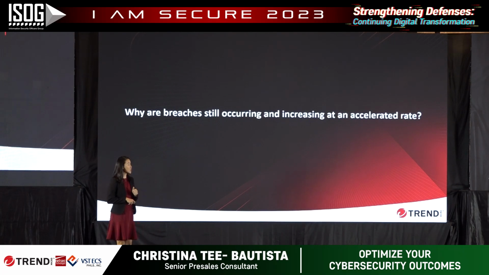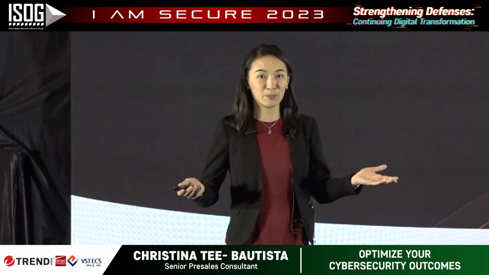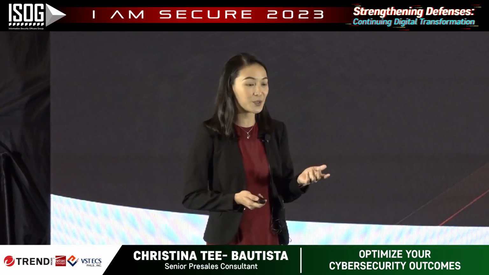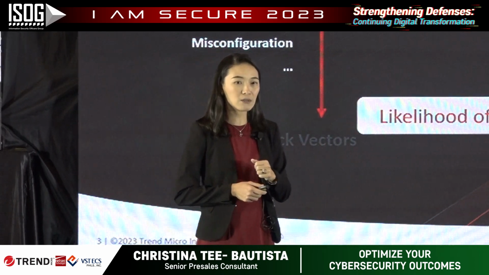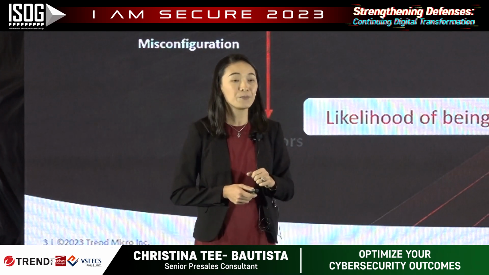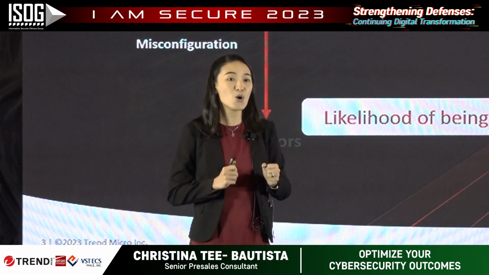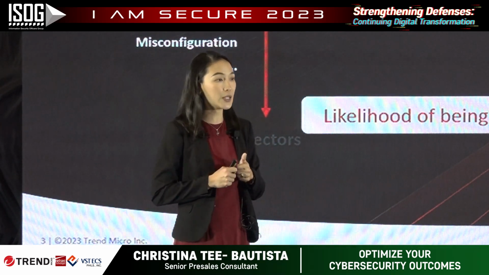So why are breaches still occurring and increasing at an accelerated rate? Why are there still breaches if we have a bunch of security companies, security vendors, helping organizations to protect their business? It is because we have lack of security posture across the whole cybersecurity attack surface. So when we talk about the cybersecurity attack surface, we want to be able to have visibility. And the sad part is most organizations do not really have full visibility of their attack surface.